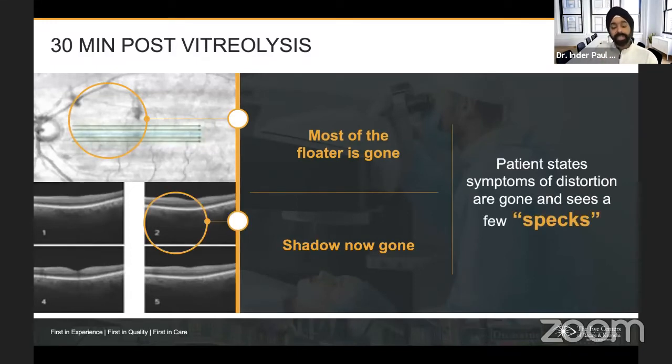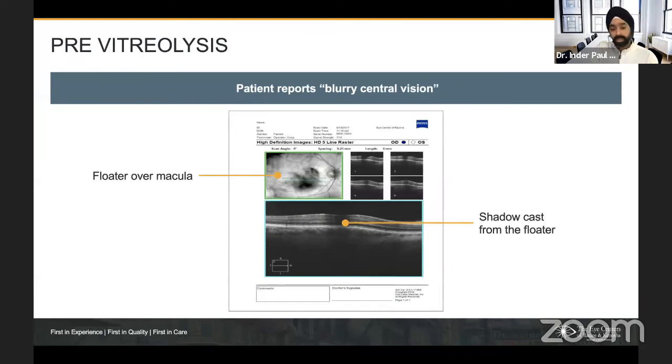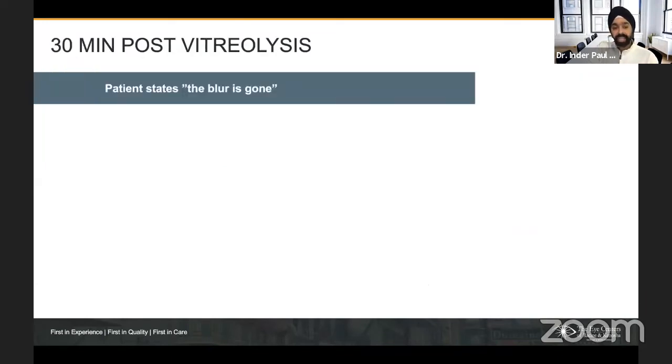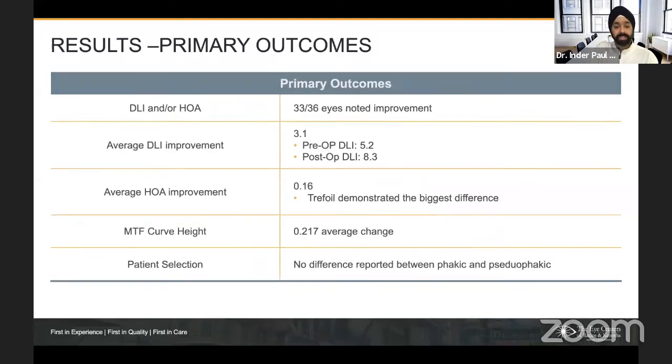So now we can see objectively, using OCTs, that the shadow cast on the retina is also gone. Again, a number of different data sets are now showing an improvement in quality of vision, but also in symptomatology. Here's just another OCT pre and post-op a week later, showing the shadow gone and the patient's symptoms gone. So we're finding that this is not just patients who say they're better, but we're seeing it objectively.